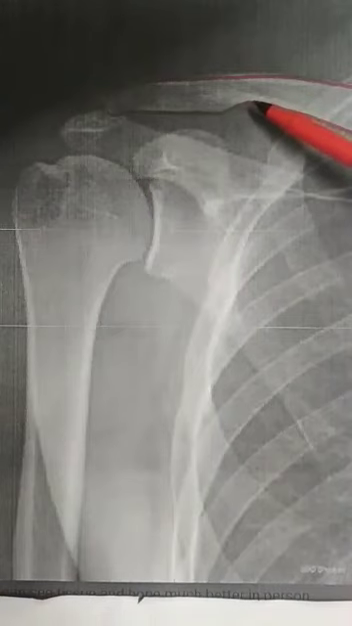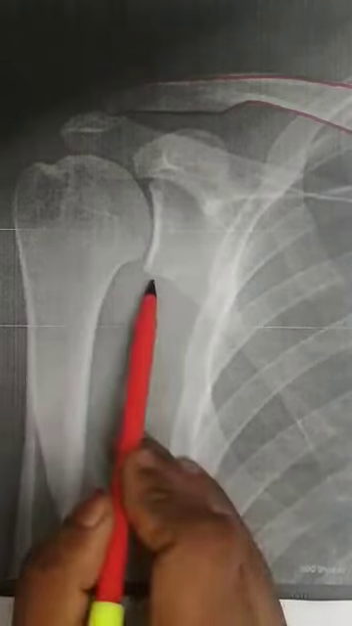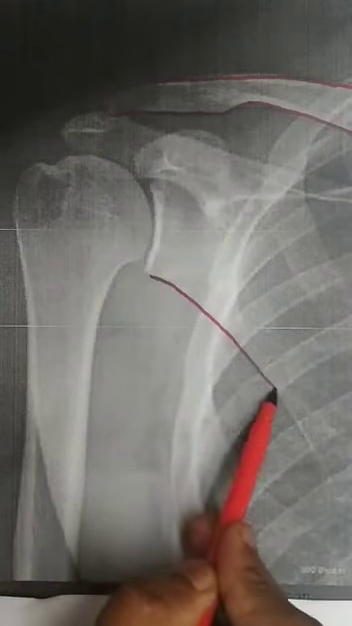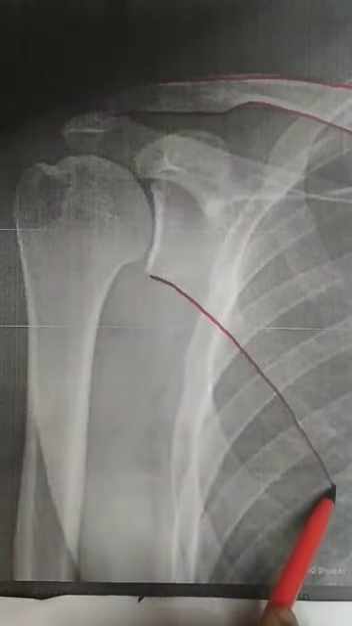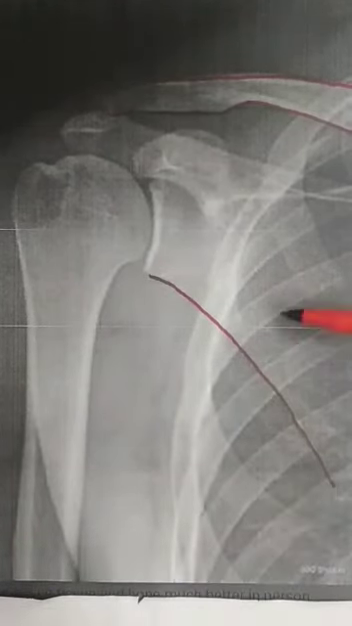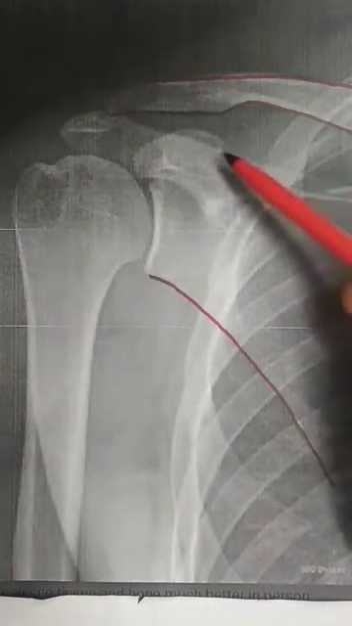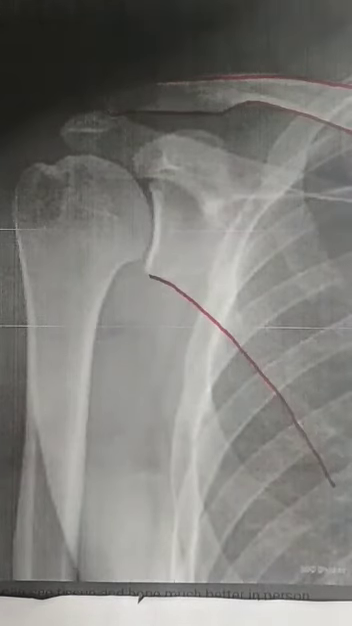Okay, and also examine the shaft of the clavicle, because it is one of the most common bones to get fractured. Then the scapula. So examine the lateral border. So this is the lateral border. In a bigger X-ray, we can also see the medial border as well as the superior border. So here is the superior border. You examine that.